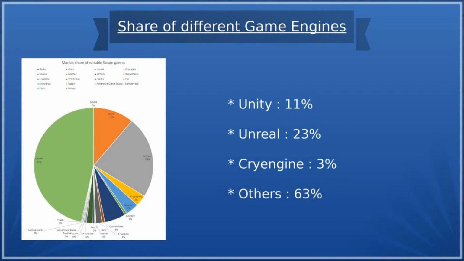Now, just see here, this is the share of different game engines. You can call them game engines, you can call them 3D engines. So among those engines, Unity is at 11%. 11% is a huge number, you understand. And the second one is Unreal, which is at 23%. The third one is CryEngine, and others are at 63%.